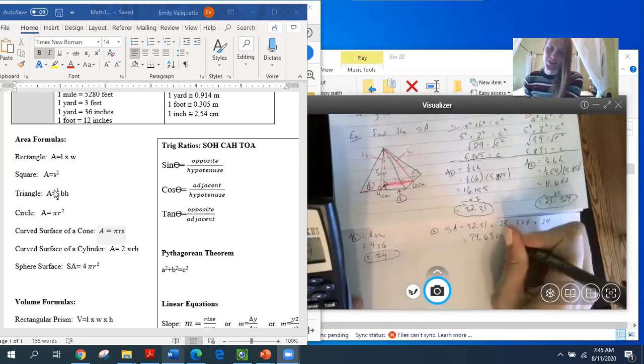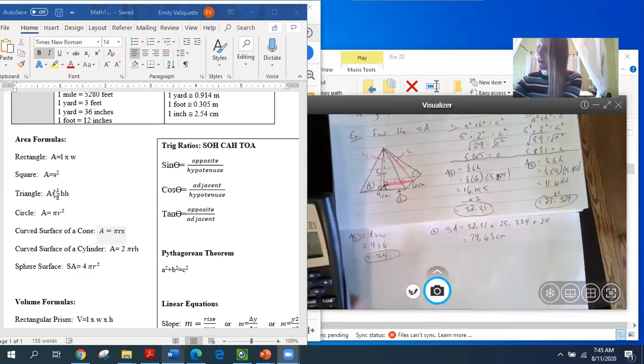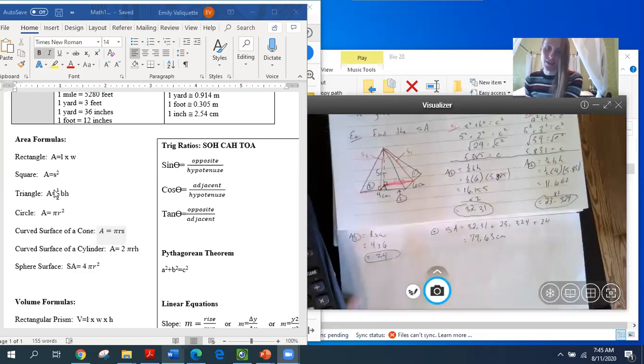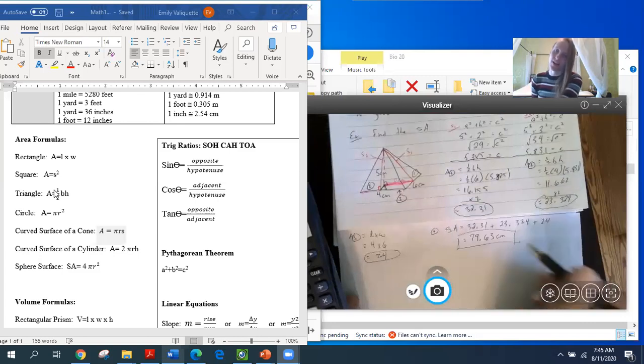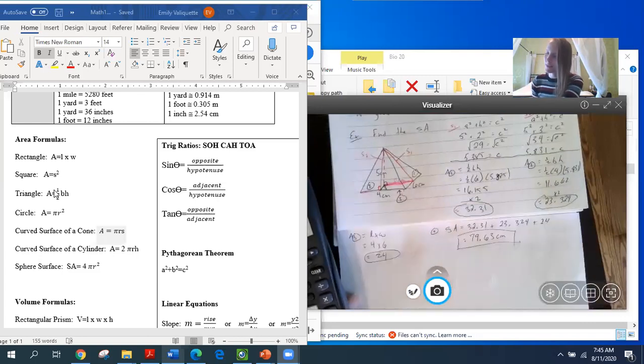And don't forget your units. You've noticed I have not been writing my units the entire way through, but you do need to have, at the very least, your final answer with the correct units. Okay.